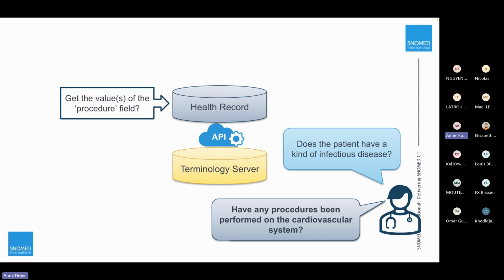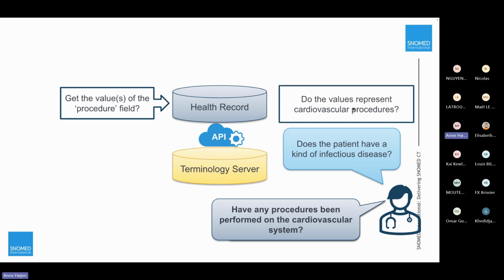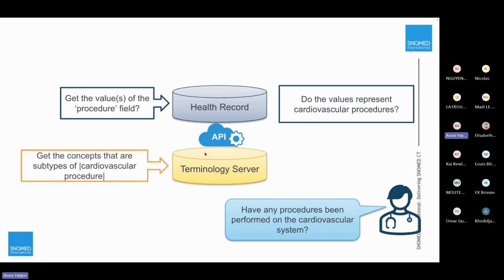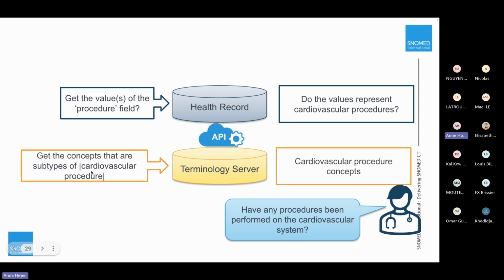And the same for procedures. We would go into the procedure field and get all the different procedures, but then we will need to know which of these procedures are actually cardiovascular procedures. So these types of questions require you to use a terminology to find out which concepts we have stored represent cardiovascular procedures, so that you end up with all the cardiovascular procedures of SNOMED, and then you can compare those to all the procedures that have been recorded and check, is there a match between them? And if there is, then those are the cardiovascular procedures.